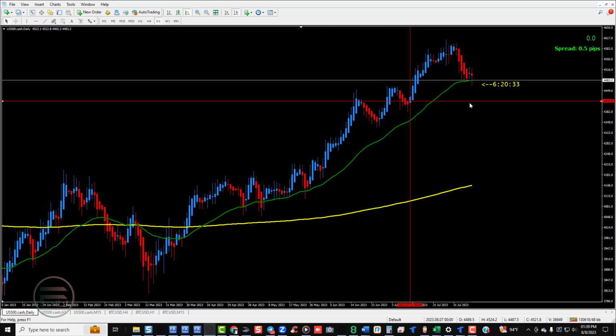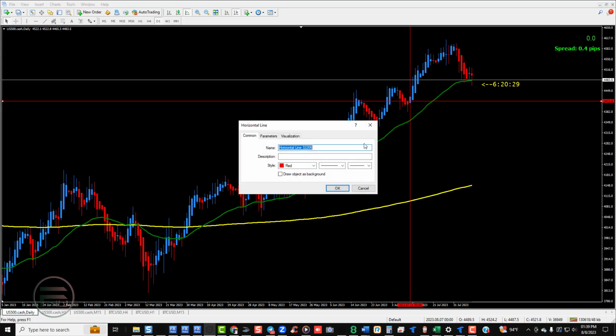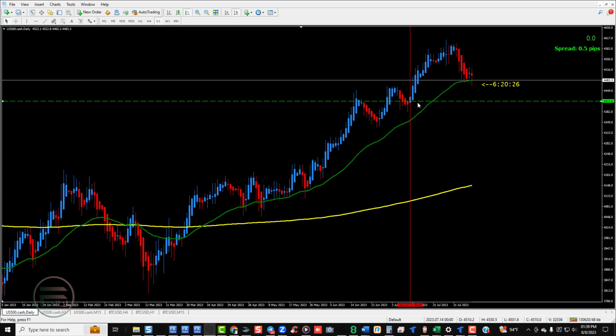I'm going to make it a green dotted line so that we can mimic real-time action. I'm going to make it green. Okay. And so this would have been your entry candle right here, right there. Let me highlight this for you, okay? Right here. That would have been your entry candle, okay?